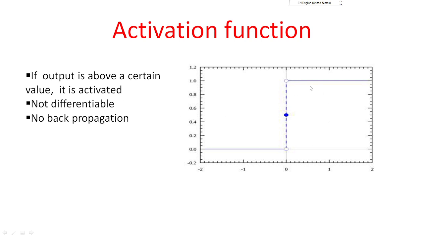So this is the typical perceptron. If it is greater than 0, it is activated and the output is 1. If it is less than 0, the output will be 0. The problem with this perceptron is that it is not differentiable, because we have a spike here. If it is not differentiable, so what's the problem, you may ask? Not differentiable means we cannot do back propagation. In the coming videos we will discuss back propagation.